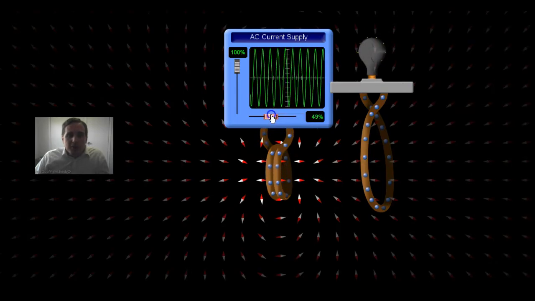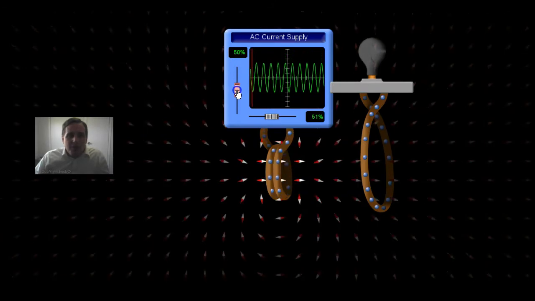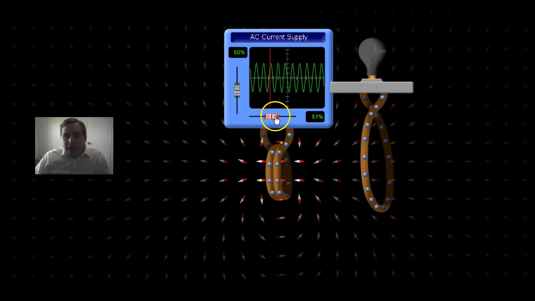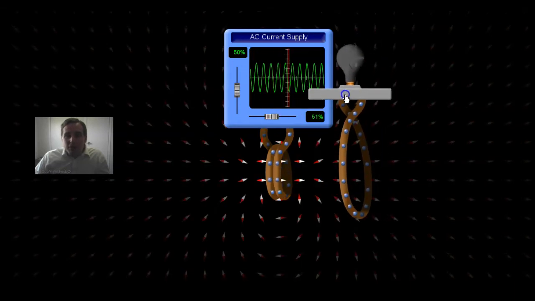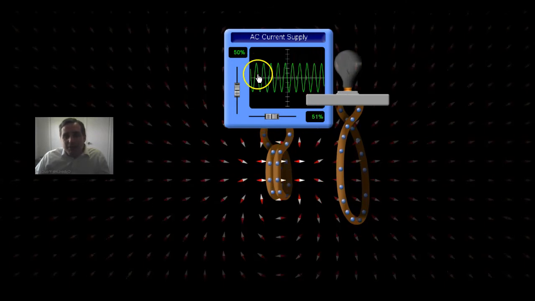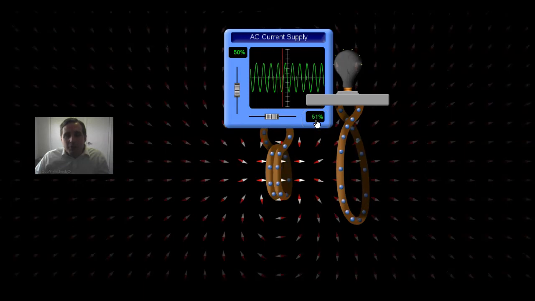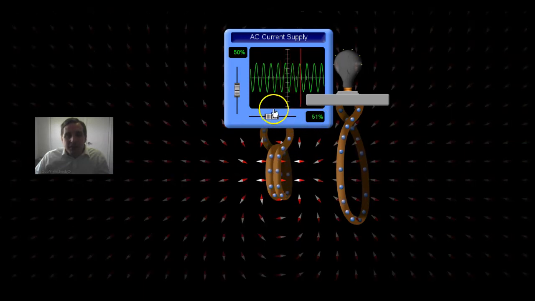Let me show some modest values at first. Okay. So here we have a modest value of amplitude and a modest value of frequency. The amplitude is shown to be about 50% of what it can do maximally, and the frequency is shown to be about 51% of maximal frequency.